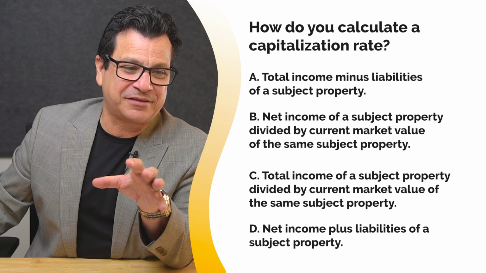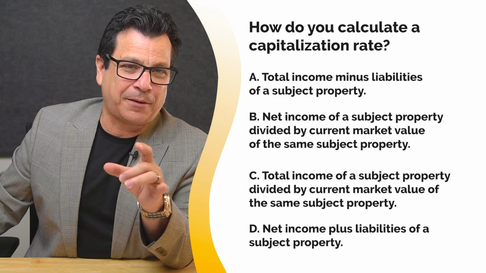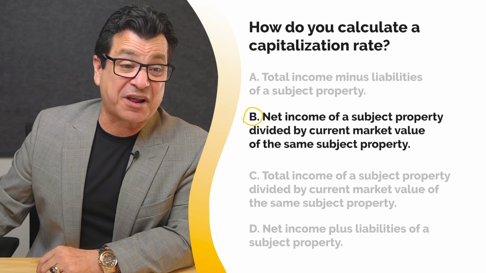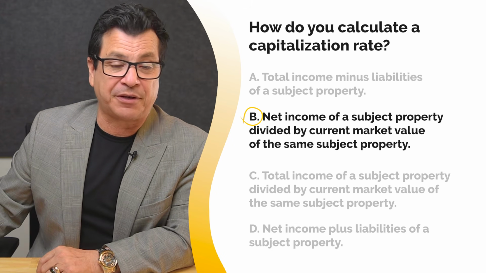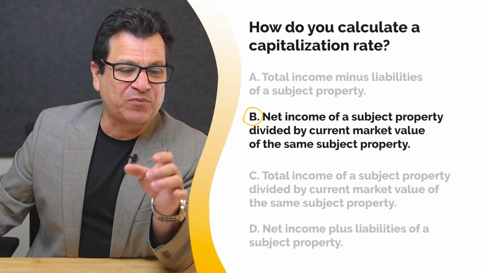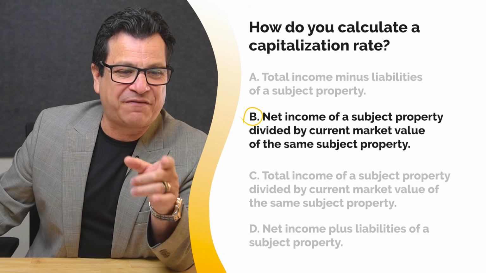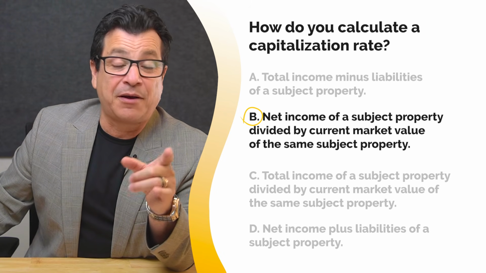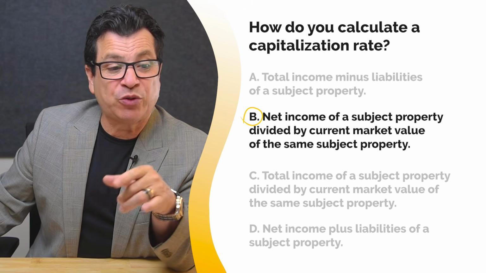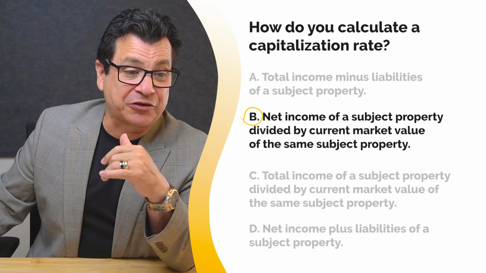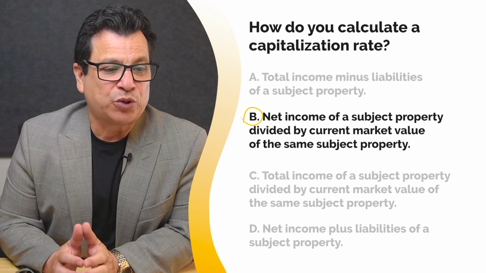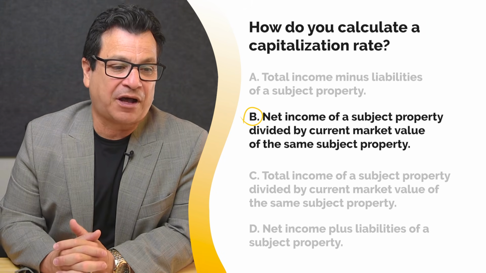The answer is, wait for it, B. B as in boy. Net income of a subject property divided by current market value of the same subject property. Let's go straight to the explanation so we can better understand this. To calculate a capitalization rate, you define the net income of a subject property divided by the current market value of the same subject property. This ratio is usually expressed as a percentage. It is an important value for a real estate investor to estimate the potential return on their investment property.